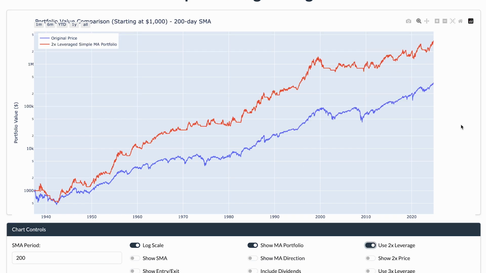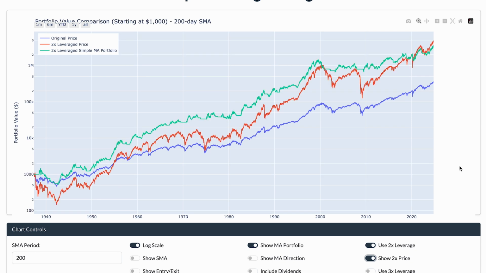If we apply 2 times leverage, the performance becomes staggering due to the fact that largely volatility is muted as we avoid significant drawdowns, but also large portions of rallies. However, do note that the colors shift when I change these toggles. The 2 times leverage ETF price, based on the index itself, with no strategy applied, also outperformed.